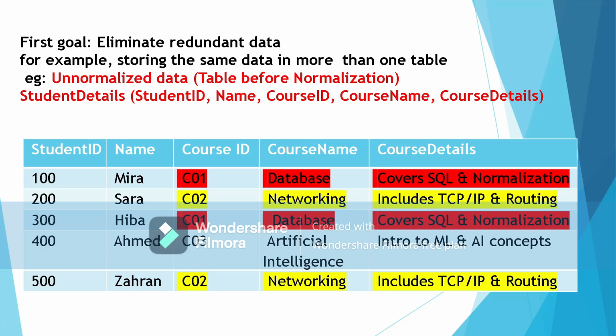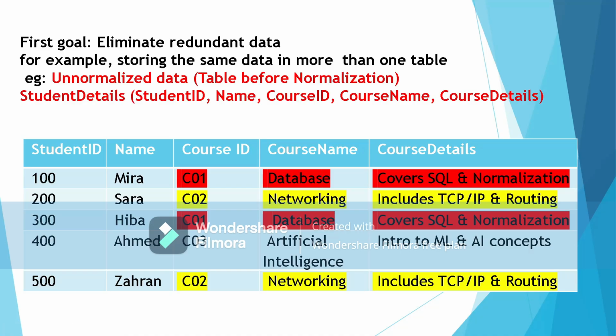Now there is a probability that many students can select the same courses. So every time we need to repeat the course ID, course name, and course detail. Consider another course, that is course ID 02. For that course ID also, course name and course details are given, and frequently they are given for multiple students. Means the same values we are repeating again and again here.